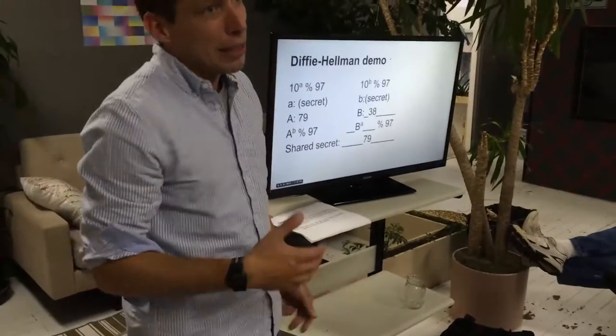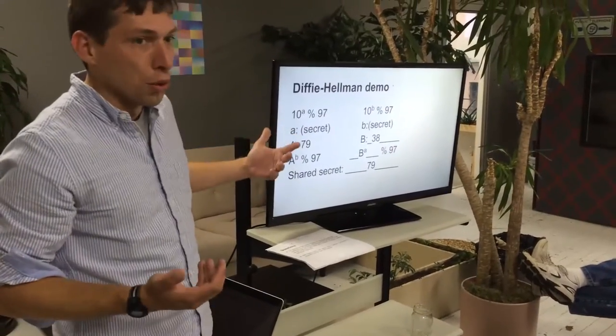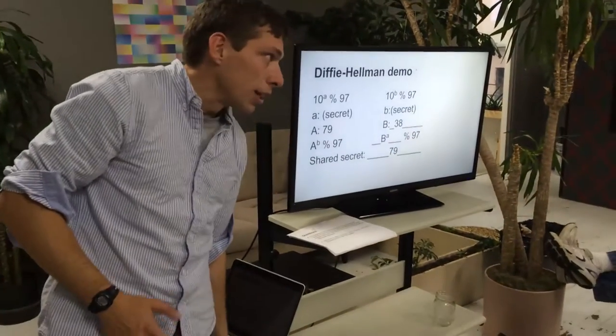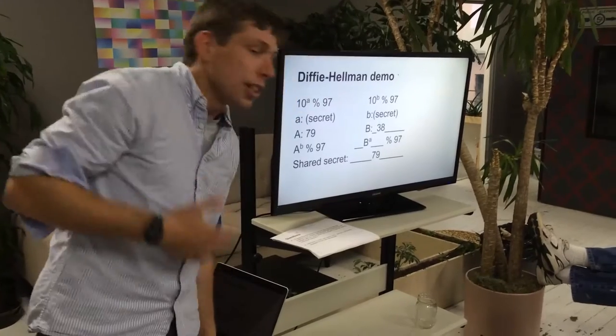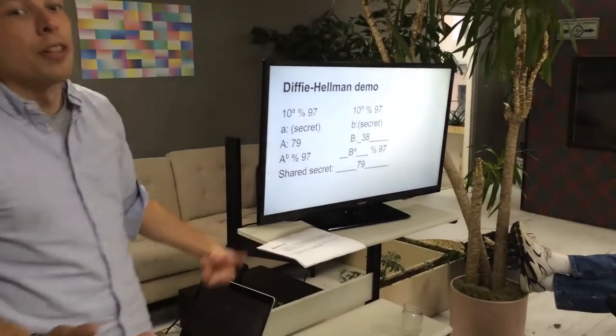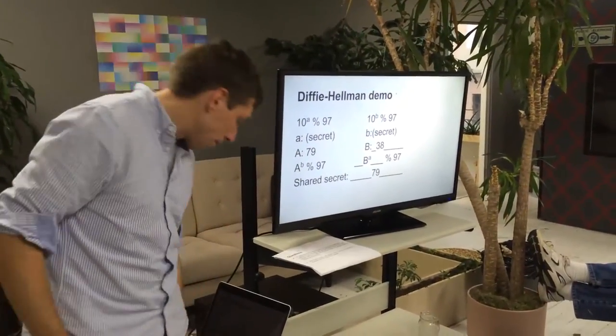It's a little complicated. It's like big B, little A, you know. But the actual thing is pretty much two mathematical operations modulo prime. And you can pick a giant prime. So yeah, 79 is a good secret, but it's not long enough. We want to share a big secret, so we have some prime that's huge.